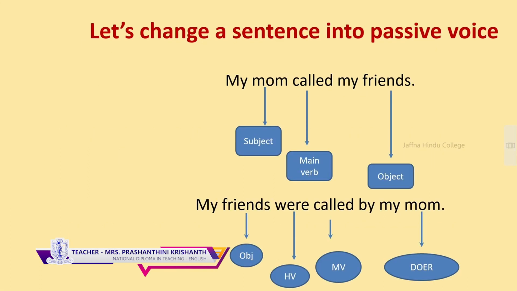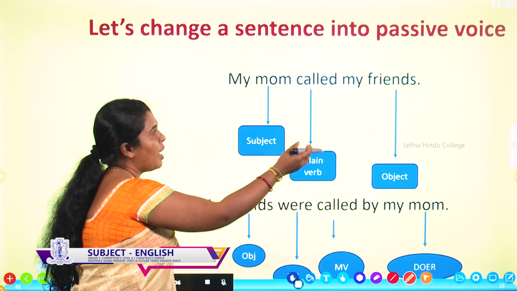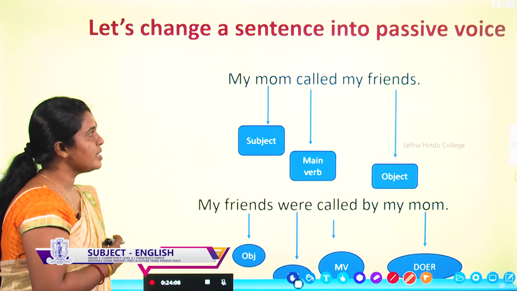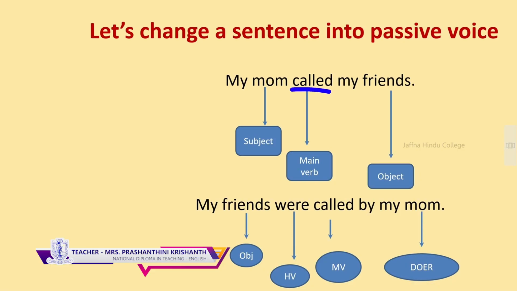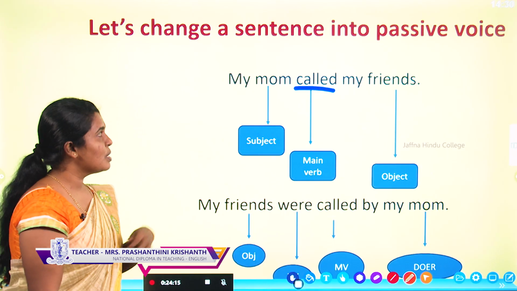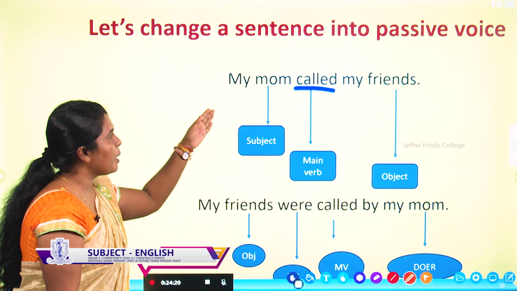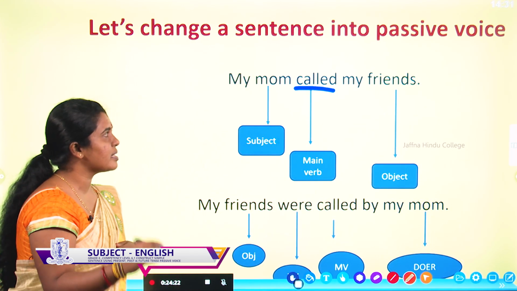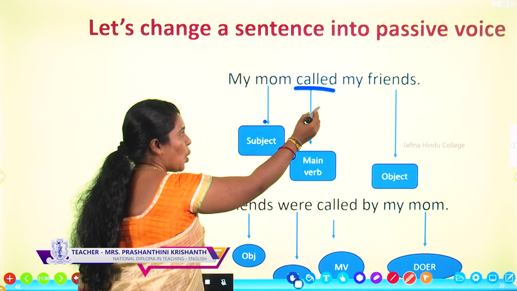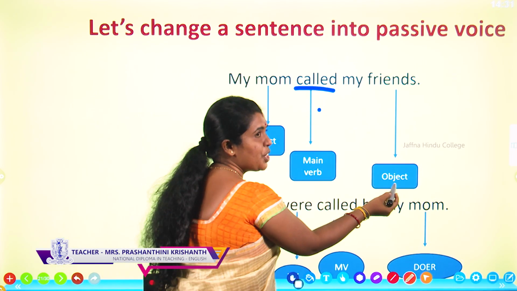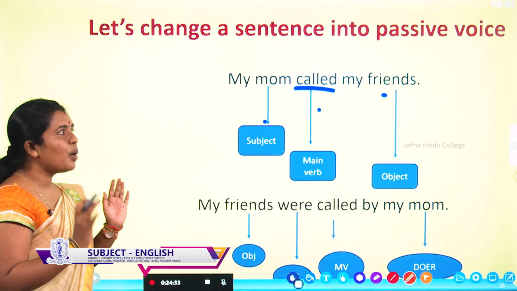Let's change a sentence, right? See the example. My mom called my friends, right? So first you have to come to the verb. See the verb? It is in past form. So exactly this is a past tense sentence. So my mom called my friends. The subject of the sentence is mom. Main verb called. What is the object? Friends. My friends. So how will you change?